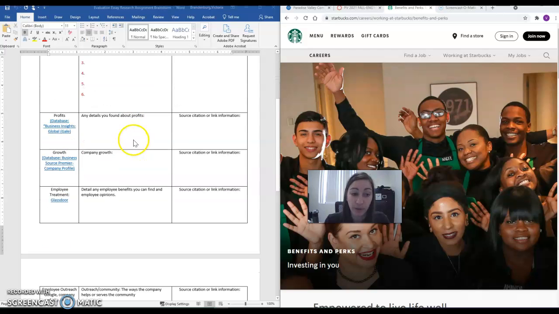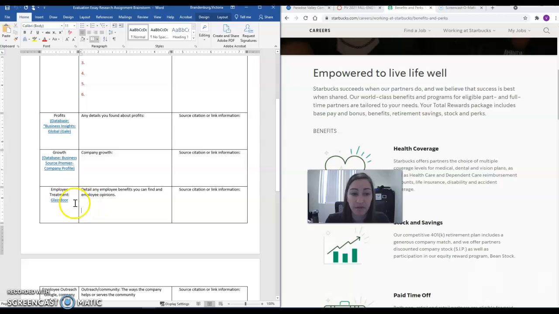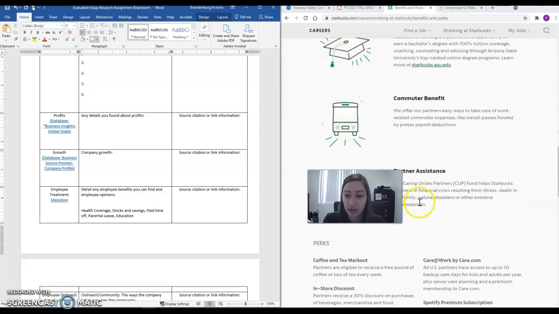So you've already filled out this worksheet. I'm just going to add a quick example for when I fill out the outline. So I'm going to do employee treatment. I'm on the Starbucks website. I found some of their benefits are things like health coverage, stocks and savings, paid time off, and I'm just pulling this from their website, parental leave, education, and we'll just leave it at that. And so I got this from the Starbucks website.